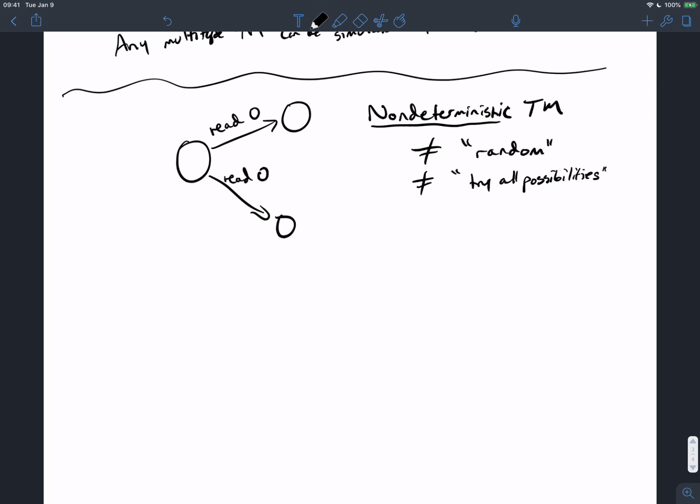Because what we could do if we had a situation like this is just try all possibilities and accept if at least one of the ways accepts. But it's not quite that.